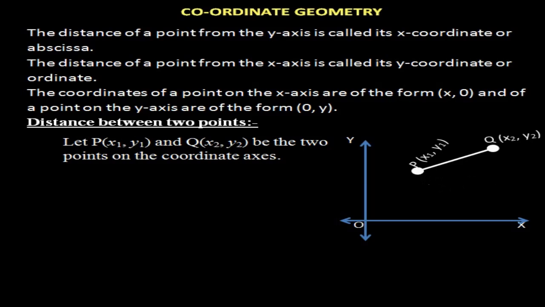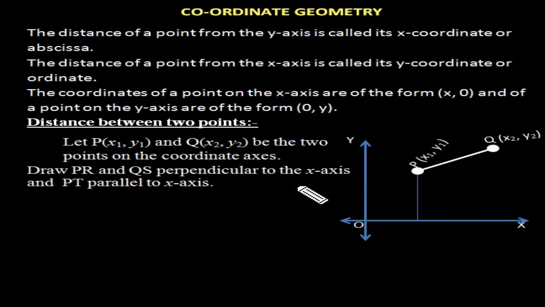So what I am going to do here is draw lines PR and QS perpendicular to the x-axis. That is, I am drawing these two lines perpendicular to the x-axis, and I am going to draw another line PT parallel to the x-axis. Since this is also 90 degrees, this angle will also be 90 degrees because PT is parallel to the x-axis. By using the corresponding angles, we can say that this angle is 90 degrees.